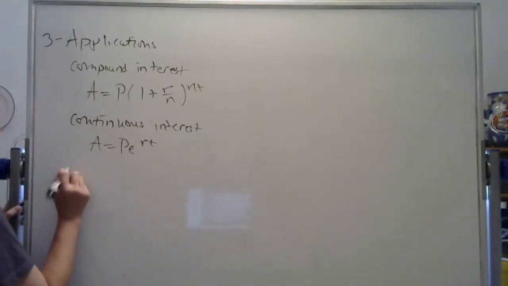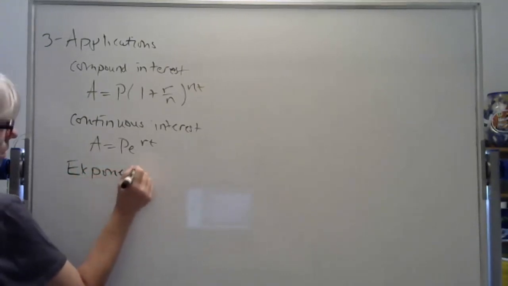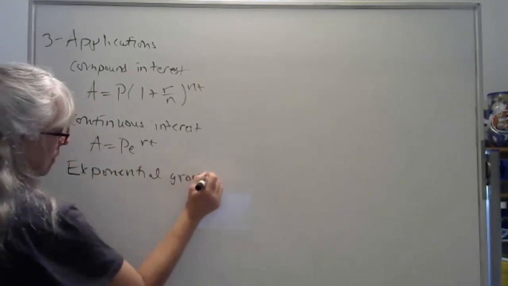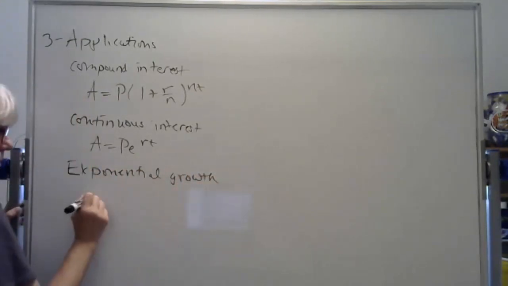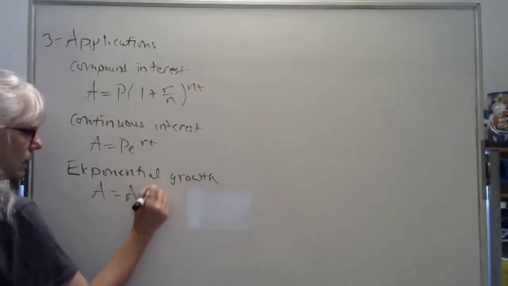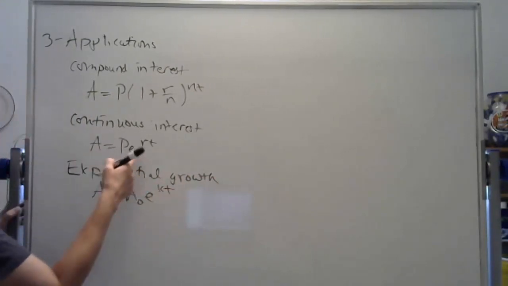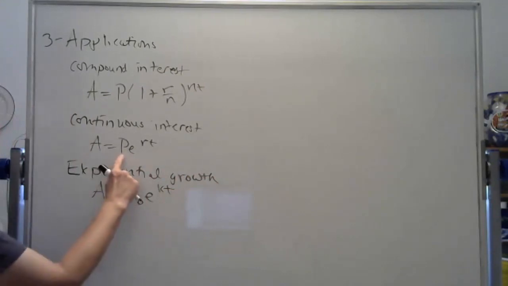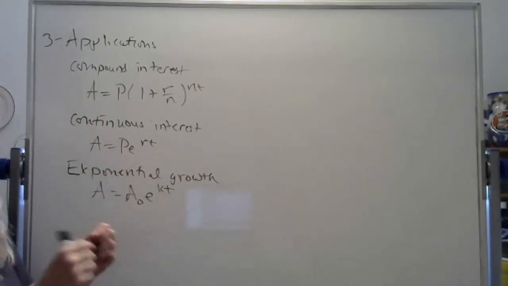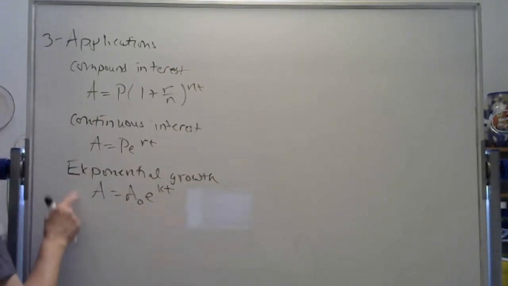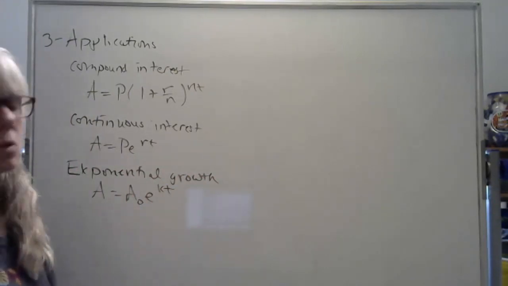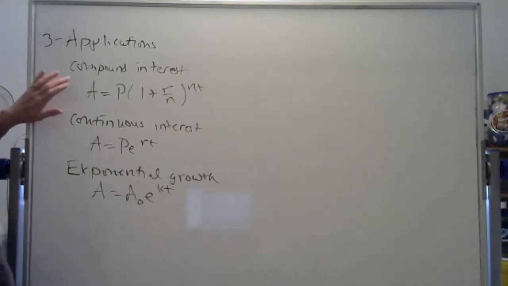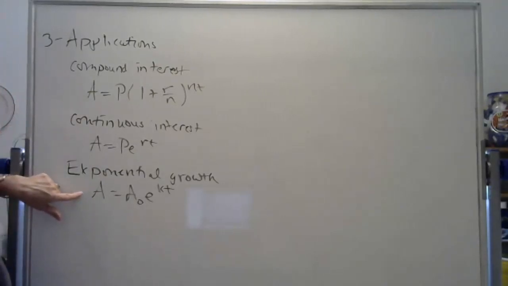And then you also have exponential growth. And that's basically the PERT formula with different alphabet soup in it. So A naught e to the KT, but it's the same thing. If you just want to call it PERT, you can. You just recognize that P, or A naught, is the amount you have at the beginning of time, and then the left-hand side is the amount that you have at the end of time. You will not have an exponential decay. You'll have one compound interest, one continuous interest, and one exponential growth problem. Okay, that's all I got.